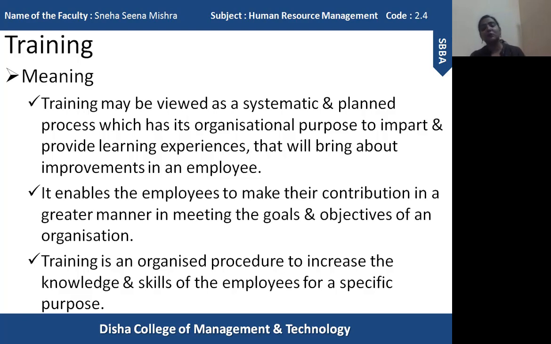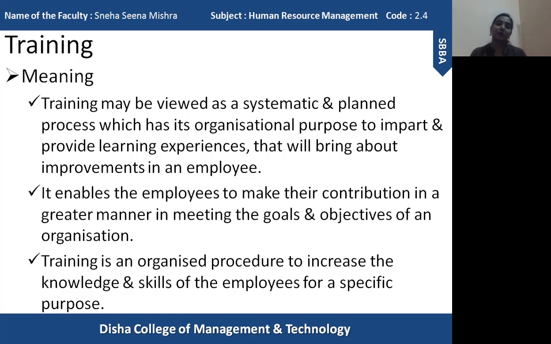So in simple words, we can describe training that it is an organized procedure to increase the knowledge and skill of the employees for a specific purpose. Now that specific purpose is the specific job. See, suppose you're appointed in the post of marketing manager, or you're appointed in the post of clerk, or any other post, assistant manager, financial analyst. So for each and every job, you need to get some kind of training so that you can do the job efficiently. And when you get promoted from one job to another job, then again you receive training to do that kind of job in a better way.